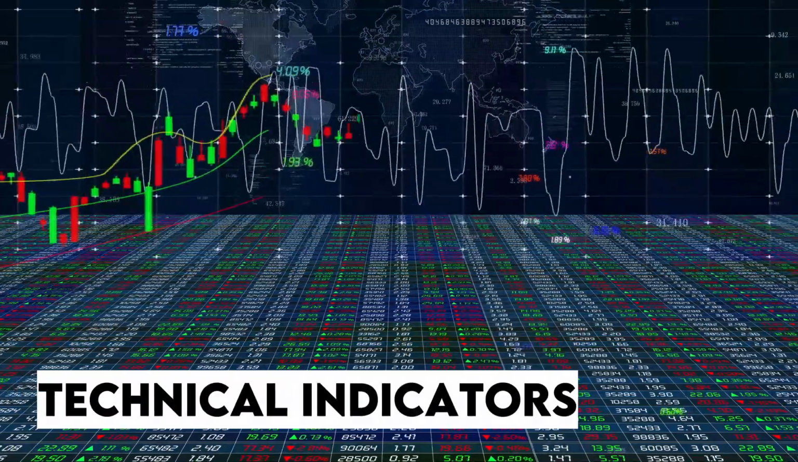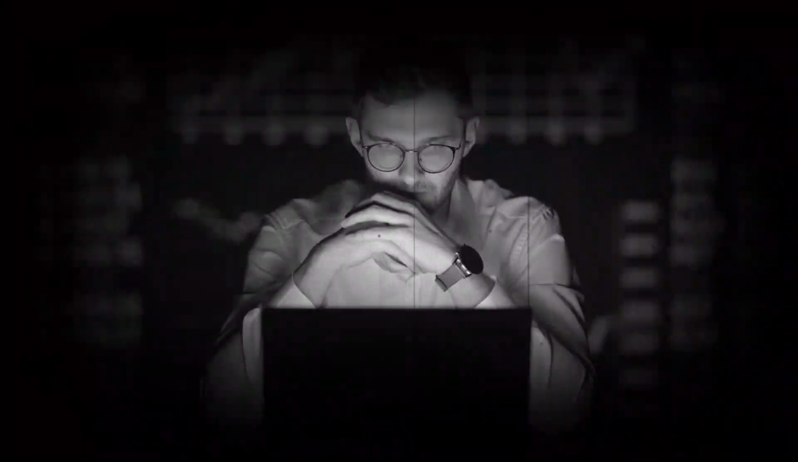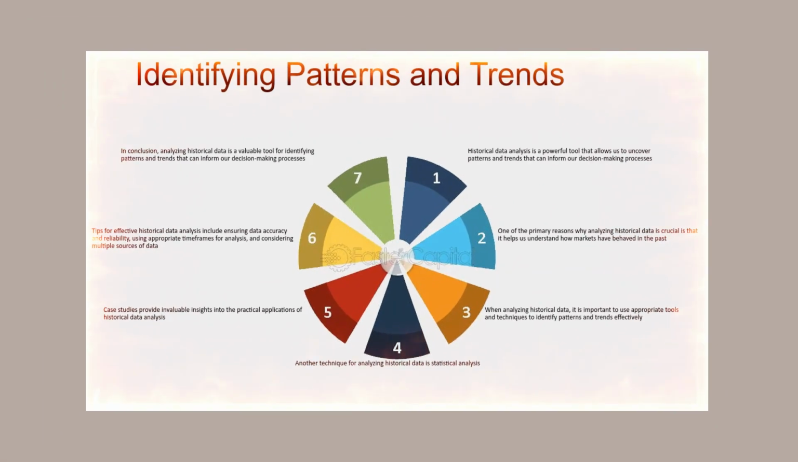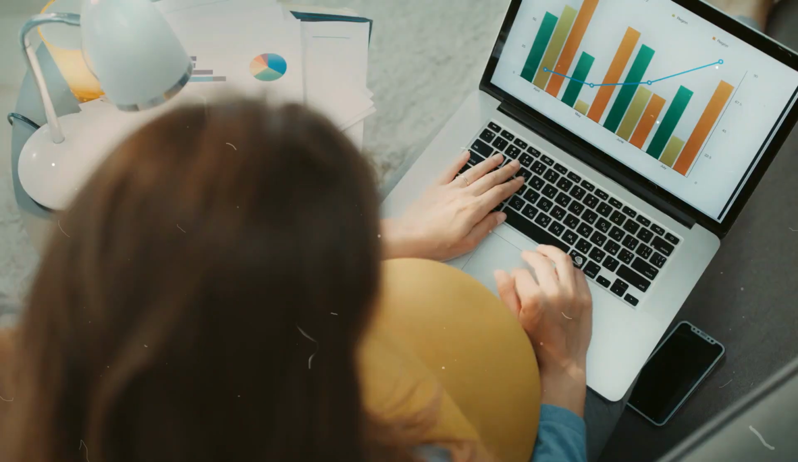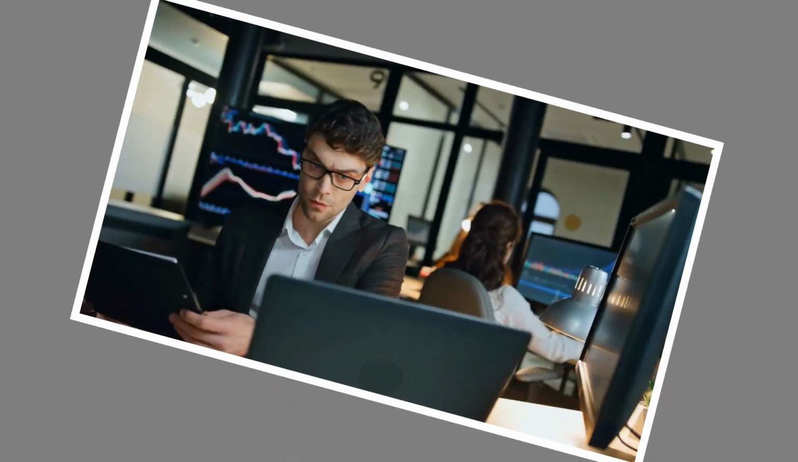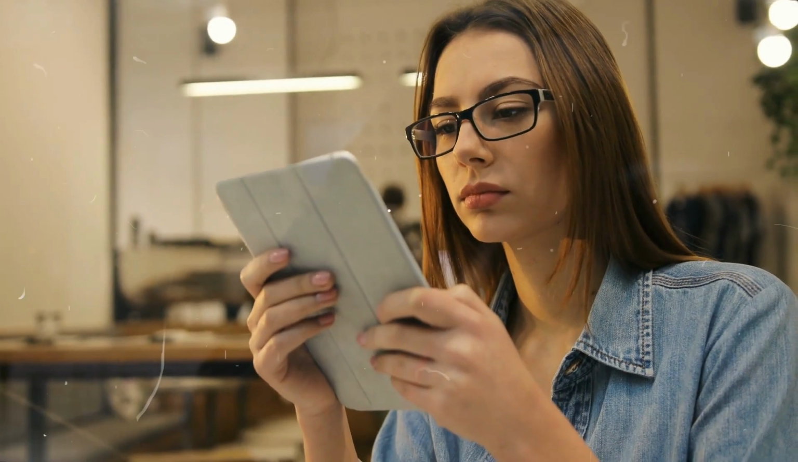Before we dive in, let's first understand what technical indicators are. In simple terms, technical indicators are tools that investors use to help predict whether a stock will go up or down. They do this by looking at past price movements, patterns, and trends. But here's the thing. These indicators are mostly used by short-term traders, not long-term investors, and over time I've realized that for someone like me who's focused on long-term investing, they don't really help much. But let's look at the 3 main ones.